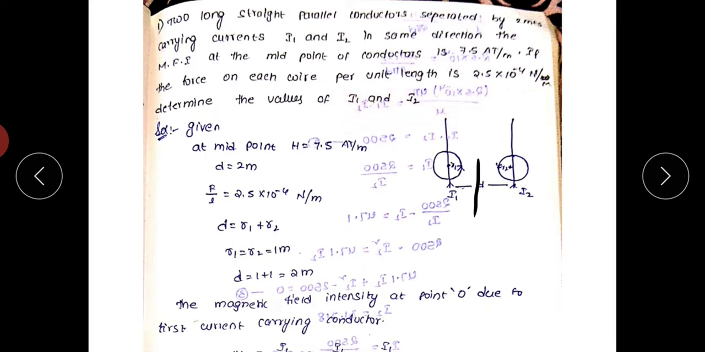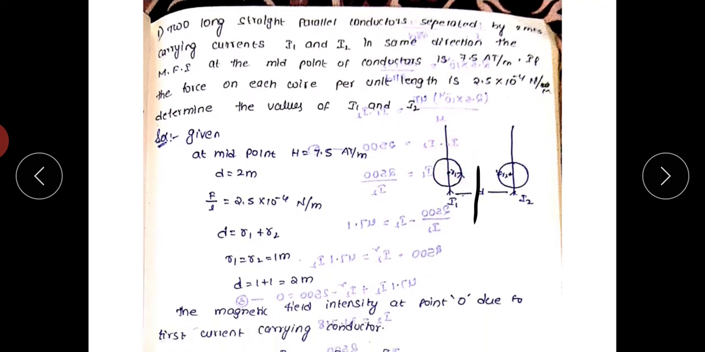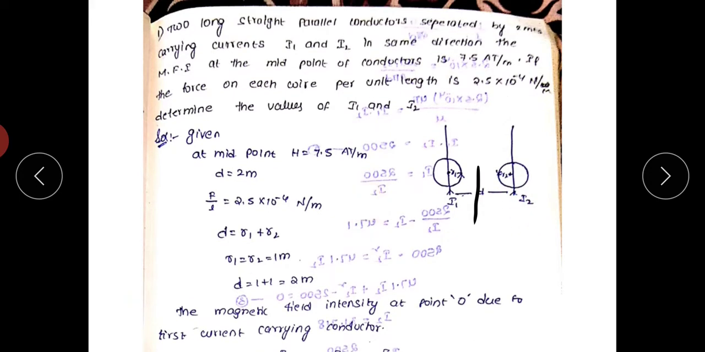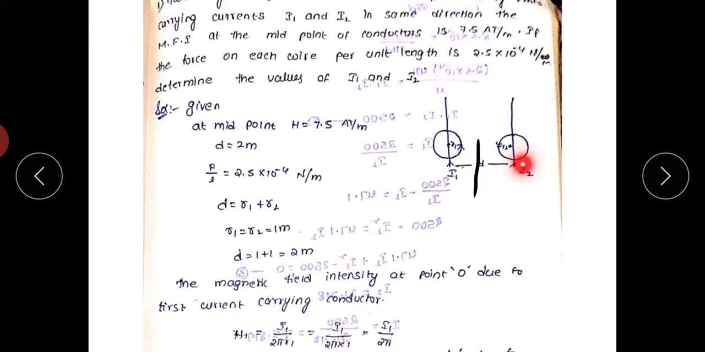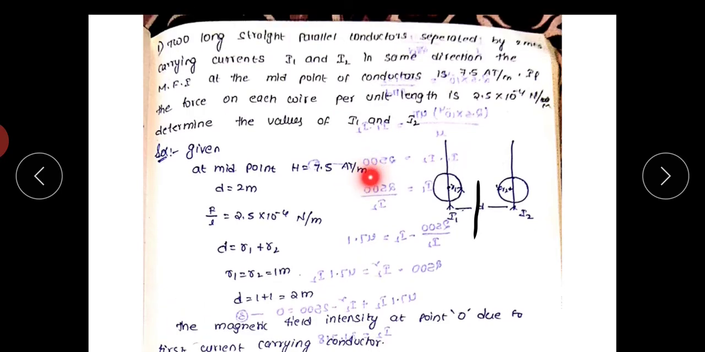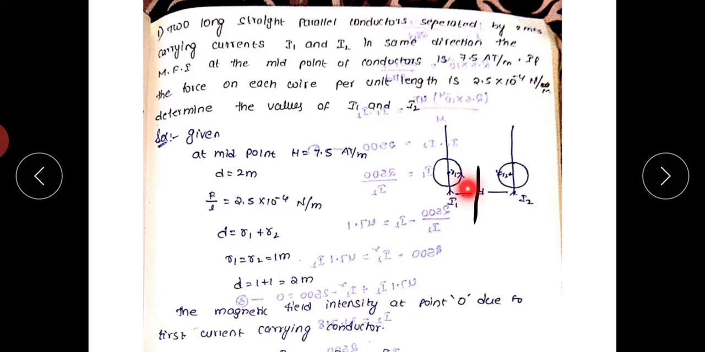First, the given data: at the midpoint of the current carrying conductors, the magnetic field intensity is 7.5 ampere turns per meter. These two are current carrying conductors. First conductor current I1, second conductor current I2. Given the current direction is the same, we assume the direction is upward: I1 upward, I2 upward. Next, the distance between the conductors d equals 2 meters.